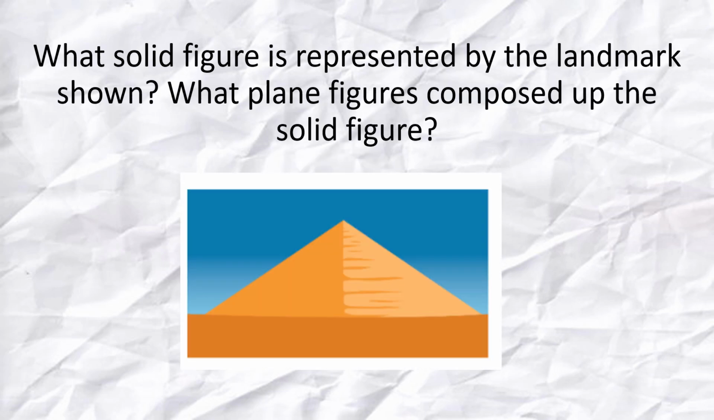Then lastly, what solid figure is represented by the landmark shown below? What plane figures compose the solid figure? The image is a pyramid resembling the Great Pyramid of Cheops in Giza, Egypt. From the name itself, we know that the landmark is that of a pyramid. Specifically, it is a square pyramid. Also, a square pyramid is composed of a square base and 4 triangular faces.